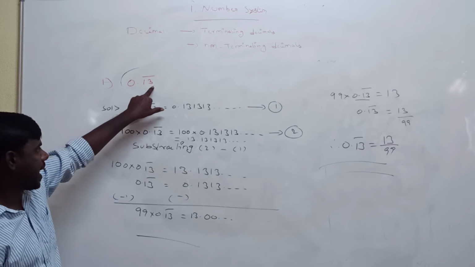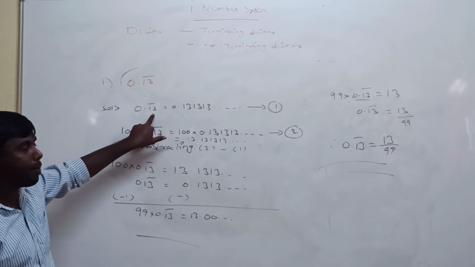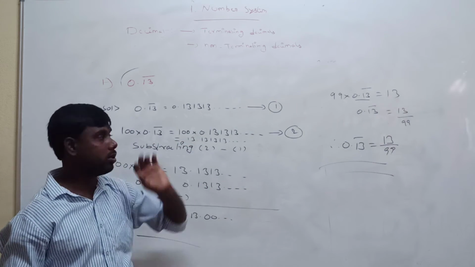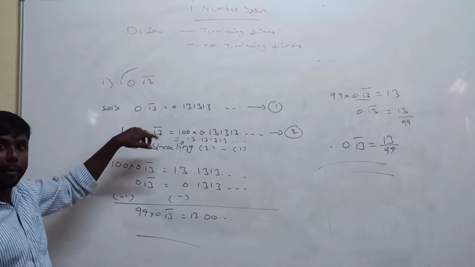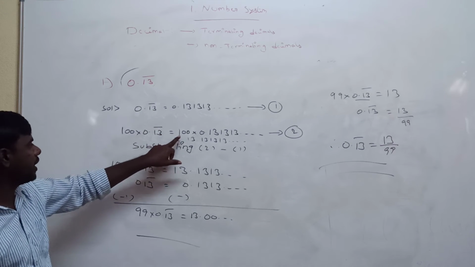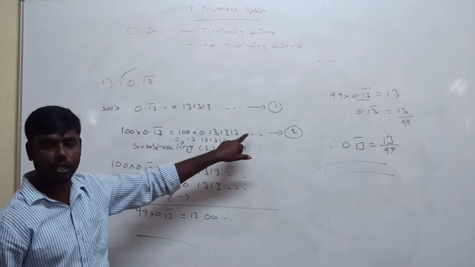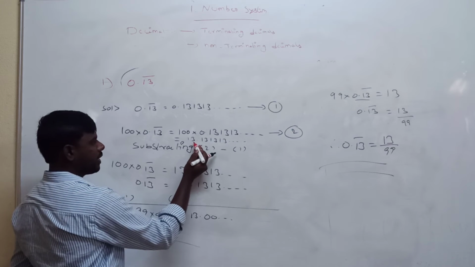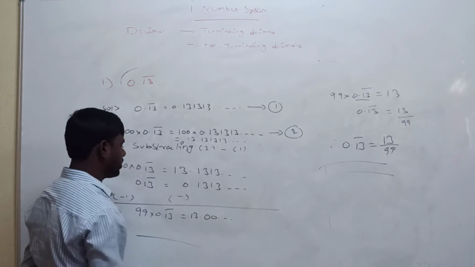0.13 bar can be written as 0. The bar lies on the two numbers, which means these two numbers are repeated many times. That's why you should write it as 13, 13, 13, and so on. Since the bar lies on two numbers, multiply with 100. 100 into 0.13 bar value is 13.131313 and so on. Now subtract, equation 2 minus equation 1.